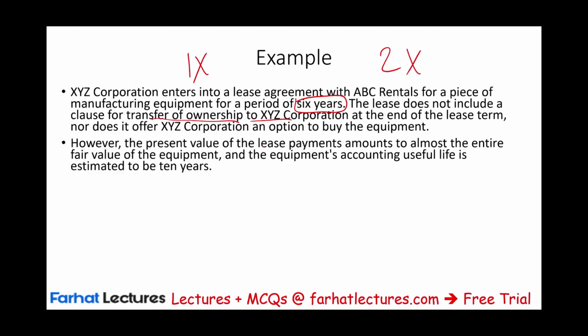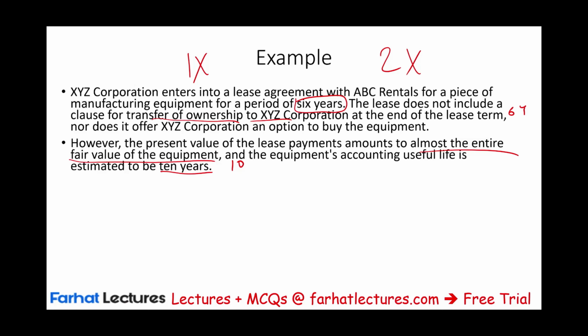However, the present value of the lease payments amounts to almost the entire fair value of the equipment. Almost means more than 90%. And the equipment's accounting useful life is 10 years. So we have a lease of 6 years, life of 10. So what do we need to know now? Well, we cannot amortize this lease using criteria 1 or 2. It means the asset life is out for now based on criteria 1 and 2.